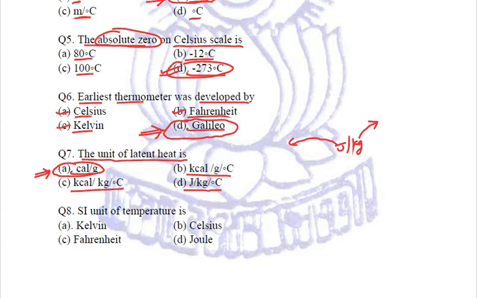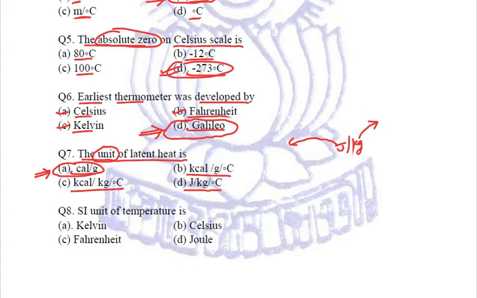Why so? Because he is asking the unit of latent heat, not the SI unit. Had it been SI unit, it is not given in any of the options. Right? Then the question would have been wrong, or we could have been given none of these. That we would have marked. But here, when we are writing unit, so it is calorie per gram. Clear? Let us discuss the next question.